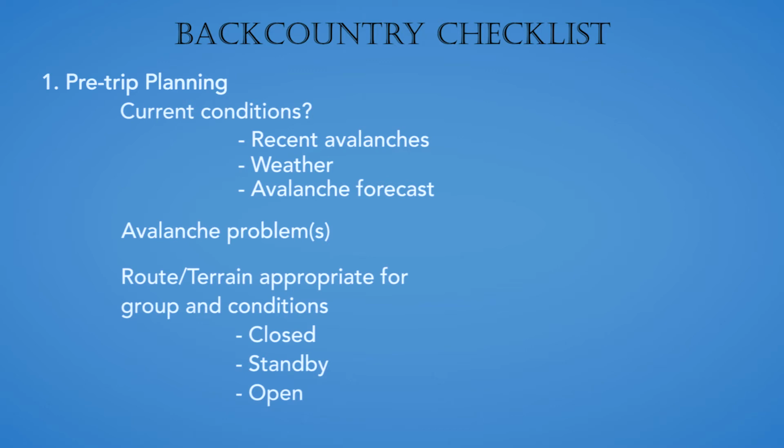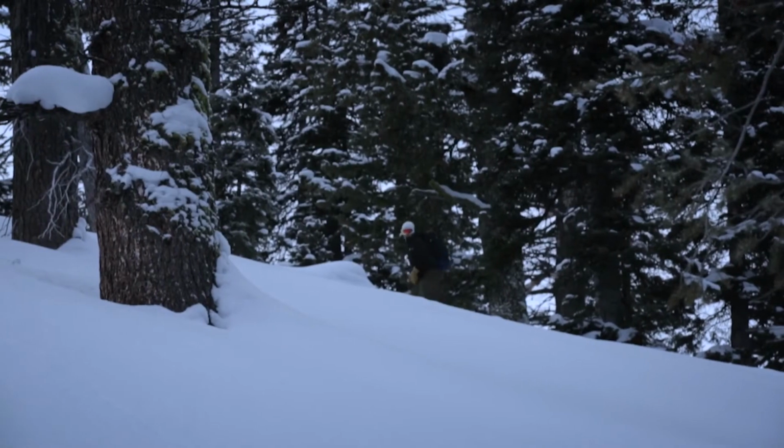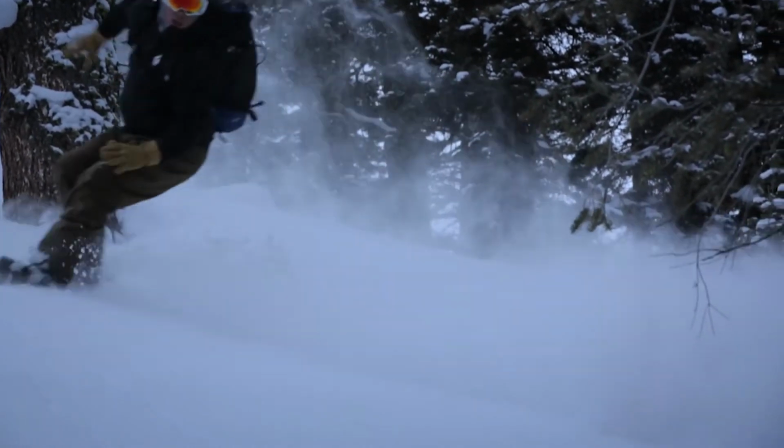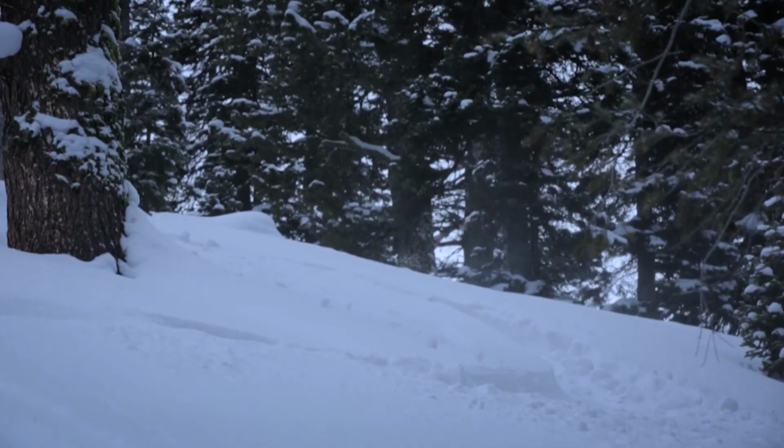We have open, closed, and standby terrain. Open terrain is innocent until proven guilty. It's terrain that, based on the avalanche forecast, is avoiding the avalanche problem. For example, if the forecasted problem is a wind slab problem, I'm going to choose sheltered terrain that's less than 30 degrees. That is my open terrain.